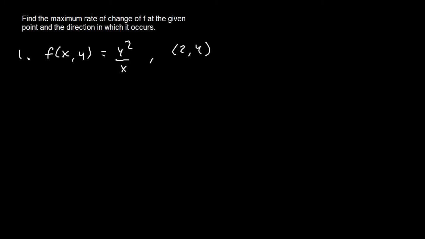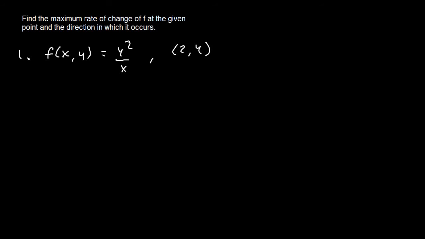And so the maximum value for the directional derivative can be found by taking the magnitude of the gradient vector of f. And so the direction in which that maximum value occurs is simply the direction of the gradient vector. So whatever its components are, that's going to be the direction. So for these next set of problems, let's find the maximum rate of change, or the maximum value of the directional derivative of f at the given point and the direction in which it occurs.